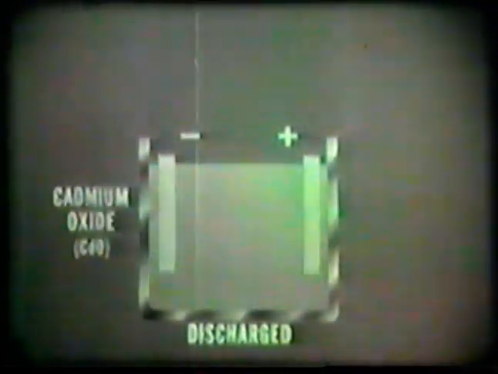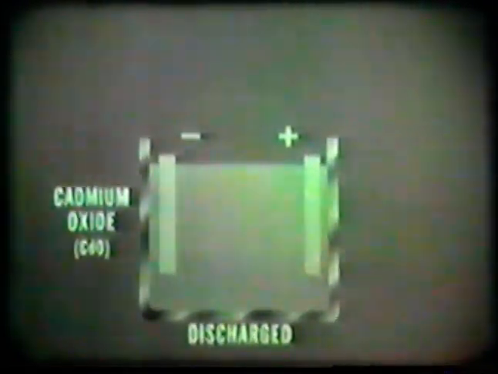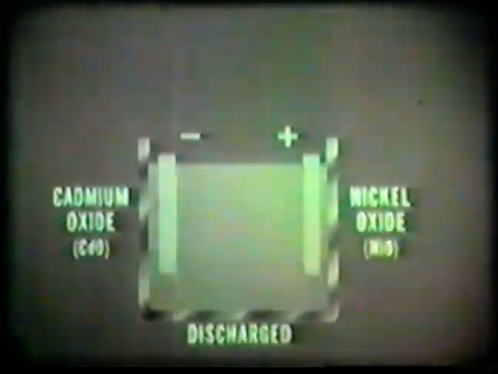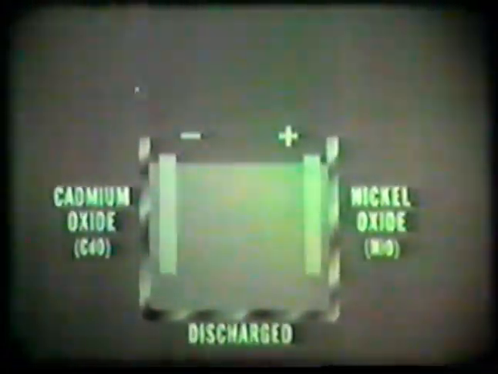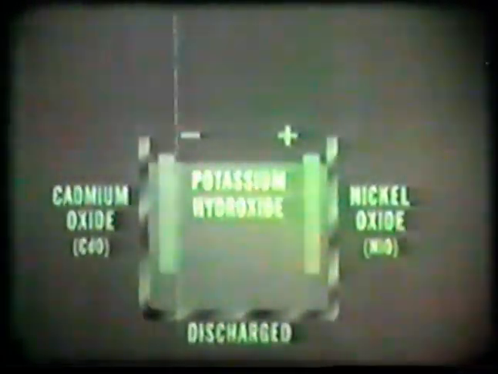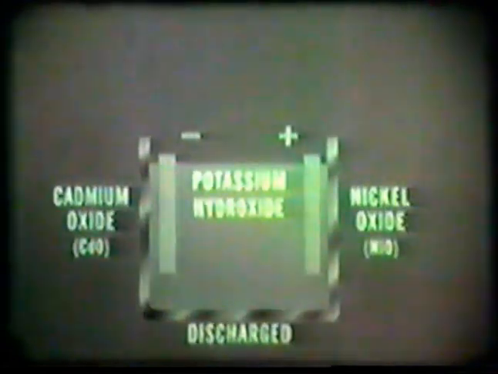The chemical materials used are, of course, different in a nickel-cadmium battery. When the battery is fully discharged, the negative plate consists of cadmium oxide, and the positive plate is nickel oxide. The electrolyte is not an acid, but a strong alkali called potassium hydroxide. These are the components of the battery when manufactured and before initial charging.